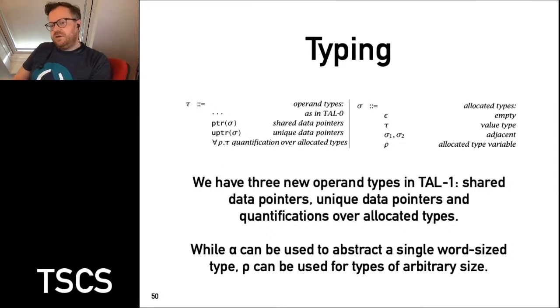And there's a difference here. Alpha can be used to abstract a single word size type, and this, I think, is a rho. Me and Greek letters, sorry. I think let's call it a rho. This little p-like symbol here can be used for types of arbitrary size. So alpha is just one single word size type, but this rho can be used for types of arbitrary size. So you can have vectors of type variables. Good.